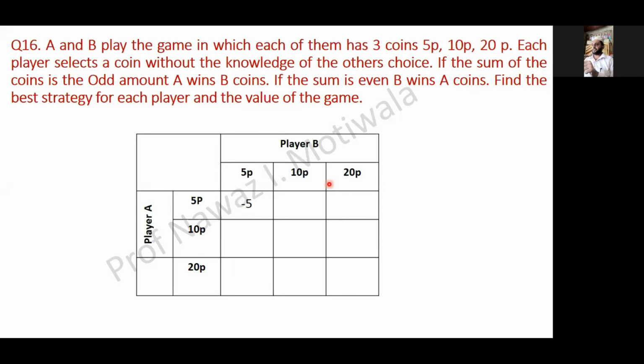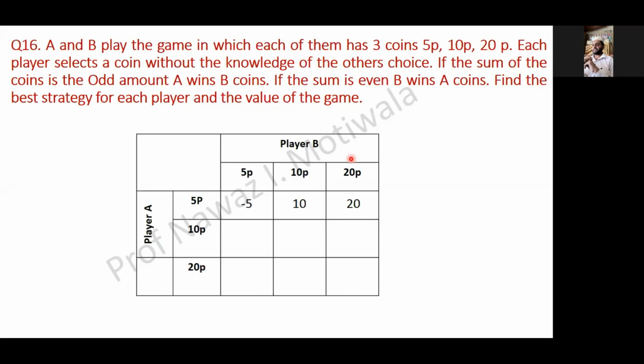Now let us see the second part. In the second part, A will show 5 and B will show 10. So 5 plus 10 comes out to be 15. And as per the condition given in the question, if the sum comes out to be odd, A wins B's coin. So what coin was B showing? B was showing the 10 paise coin. That will now go to player A. So our answer here will be 10. Now proceeding further, 5 plus 20. Again it is an odd number. So for an odd number, A will win B's coin. So B's coin was 20. So I will write here 20.